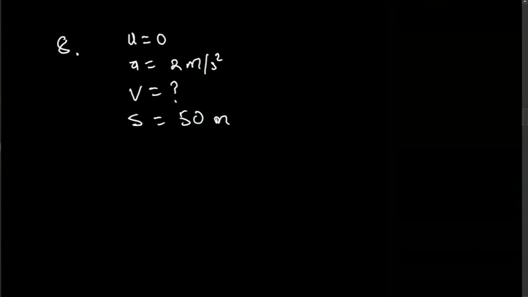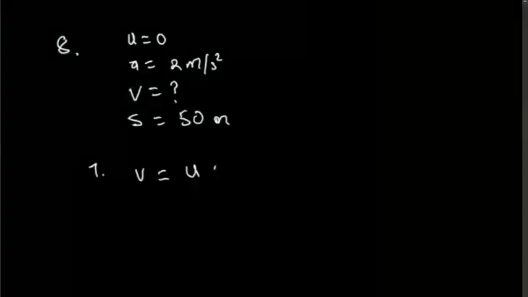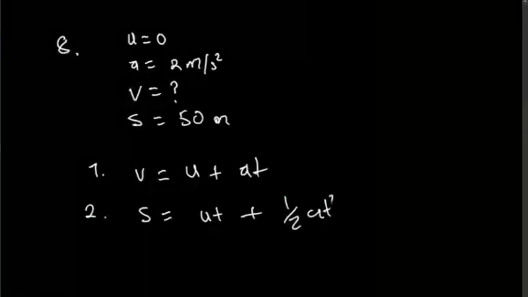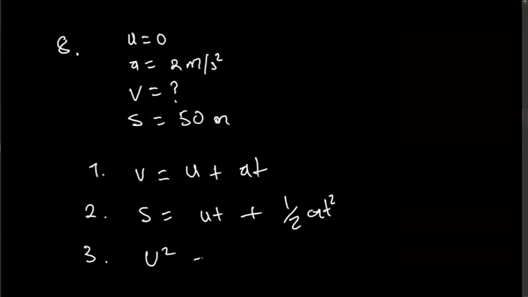Okay, let's write down our equations of motion. Let's not rush too much. First equation of motion: V equals u plus at. Second equation of motion is what? s equals ut plus 1 over 2 at squared. Third one is what? V squared equals u squared plus 2as.